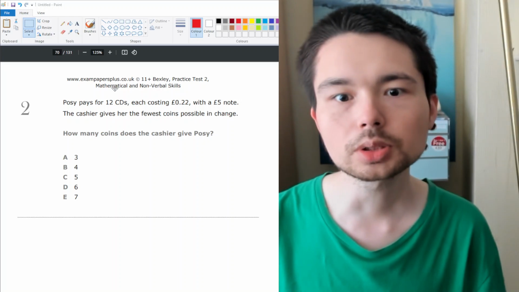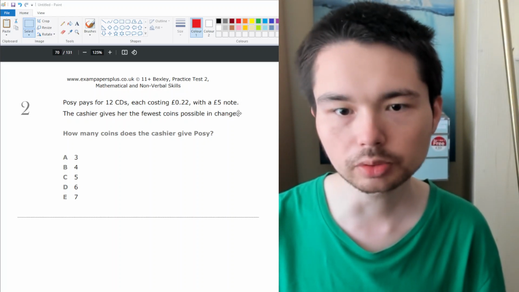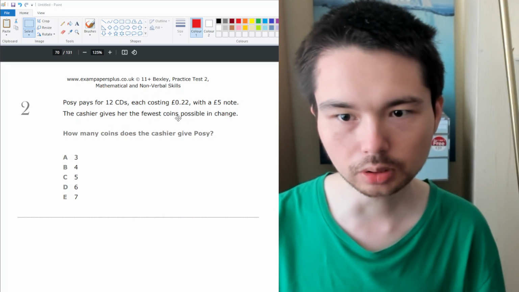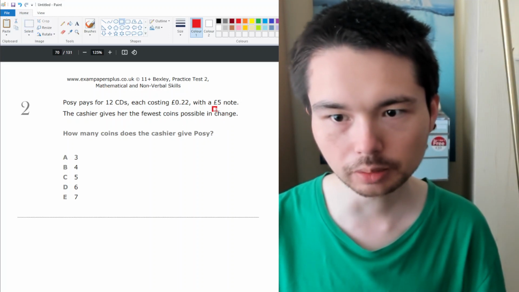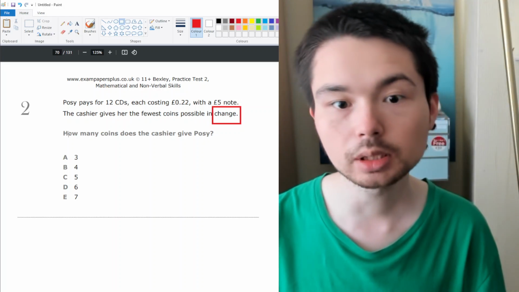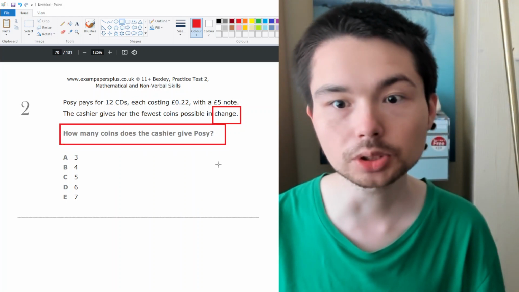Question 2. Posse pays for 12 CDs, each costing 22p, with a £5 note. The cashier gives her the fewest coins possible in change. So that's what we care about. Whenever you see the word change, we're subtracting. How many coins does the cashier give Posse?